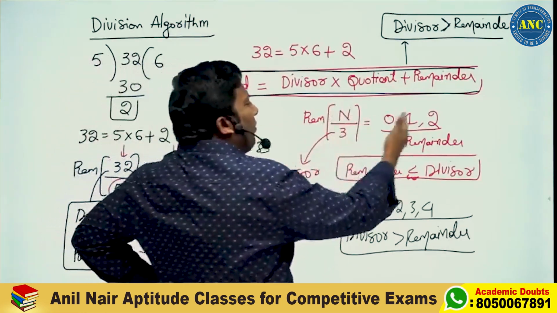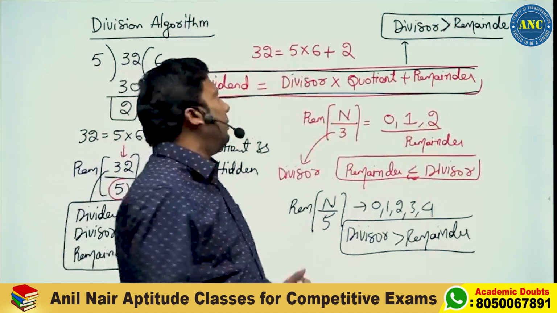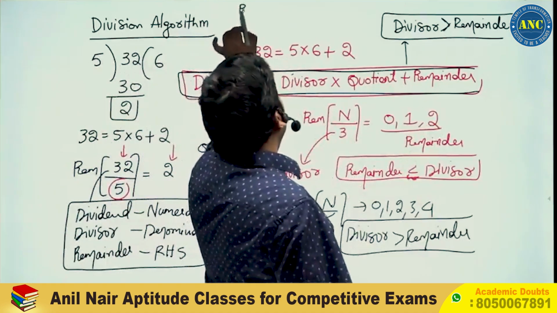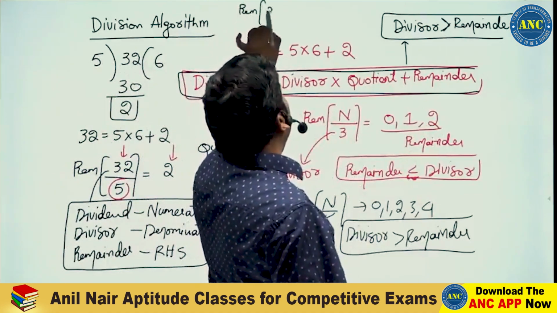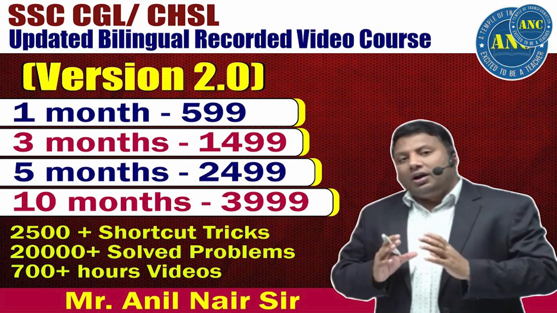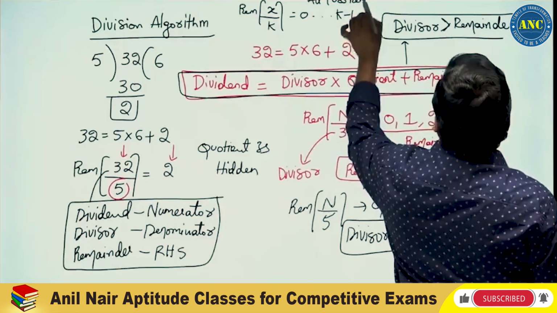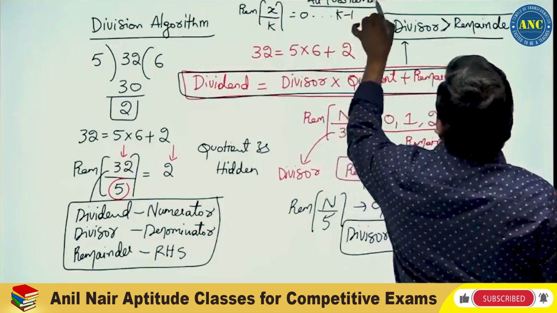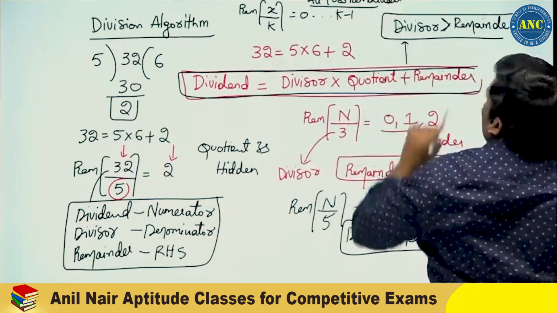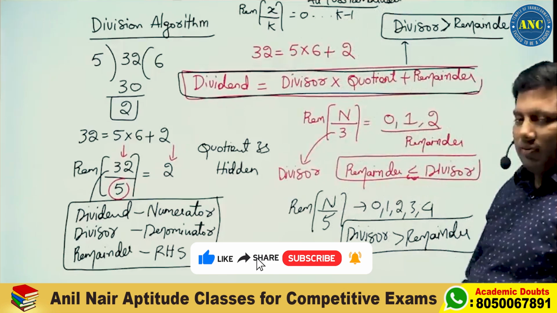When you divide a number by 3, you cannot get a remainder 4. If you divide a number by k, please write down that point. If you divide a number by k, all the possible remainders will be from 0 to k minus 1. These are all the possible remainders.